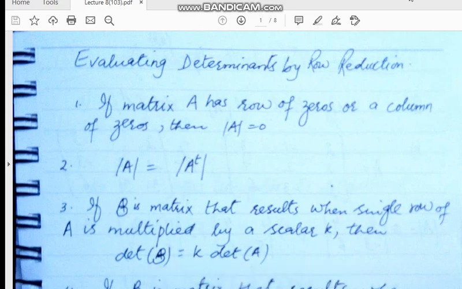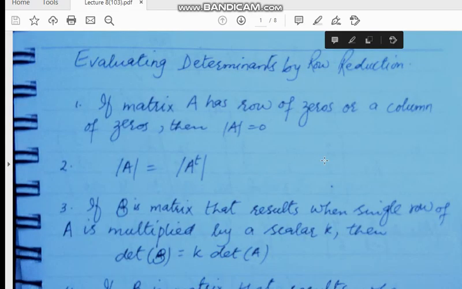Evaluating determinants by row reductions. The first property is if any matrix has a row of zeros or a column of zeros, then the determinant of that matrix will be equal to 0. The second property is that the determinant of A will be equal to the determinant of A transpose.